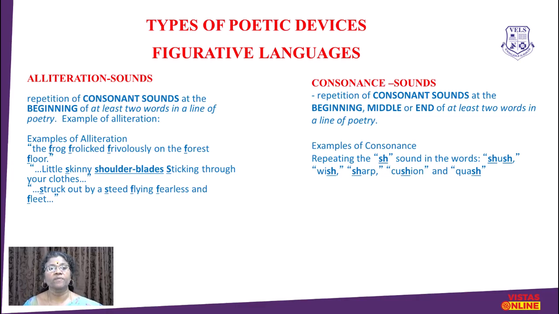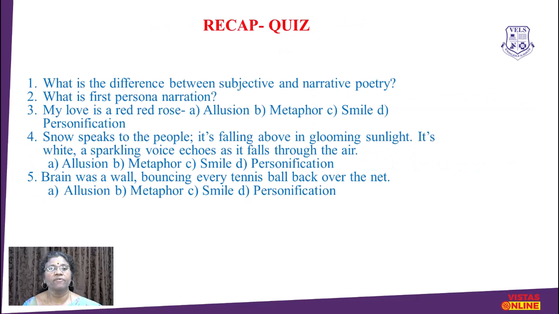Moving on to the next one. Alliteration. It's about the beginning. It's like: The frog frolicked frivolously on the forest floor. Look at the F F F F. Alright, so this is one example. And consonant sounds in the middle, beginning and the end: sha, wish, cushion, quash, the sh sound. So this is all about the poetic devices. I think we talked about the epic, ballad, and then certain poetic devices like rhyme scheme, meter, alliteration, consonance, etc. Alright, so we will move on to the recap of what we have seen so far.